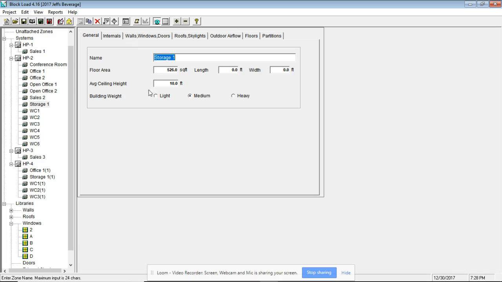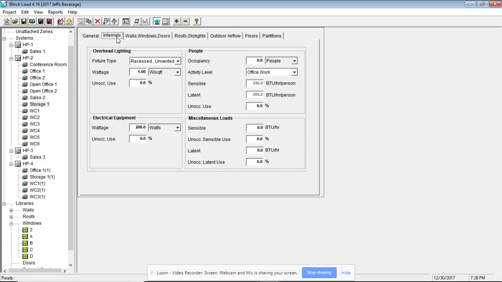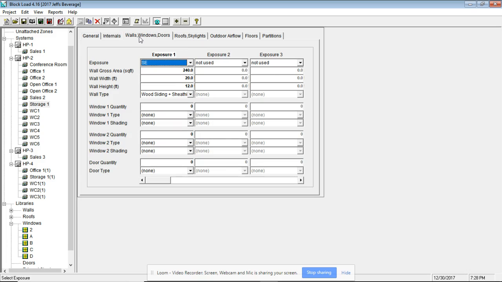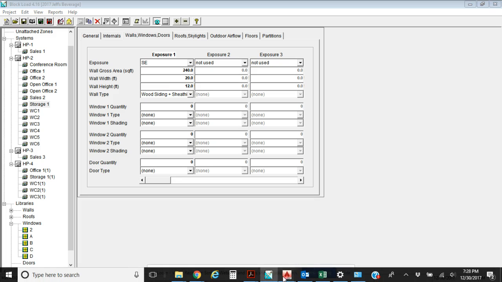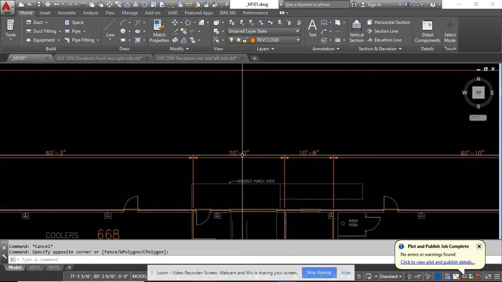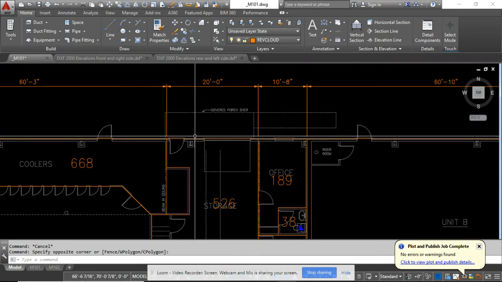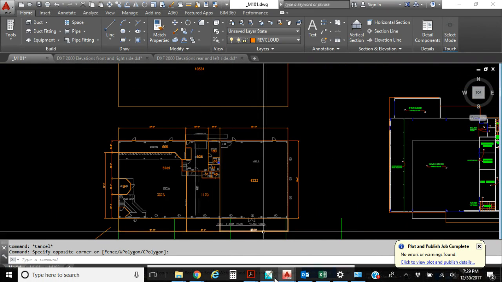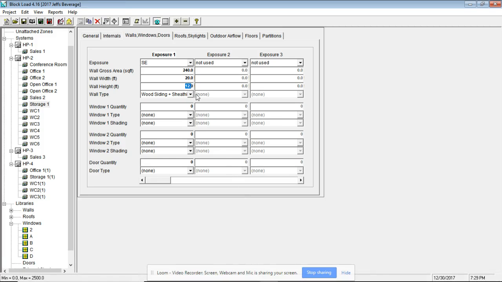Storage, 526 feet, average ceiling height is 10. The internals is 0. We'll say though, because there's probably a receiving desk there, there might be a computer there or something like that. Now that has one exposure. That is southeast. It's 20 feet long and 12 feet high. Let's double check that. This is the storage. It's 20 feet long and it has no windows. And I ignore the doors for the most part.